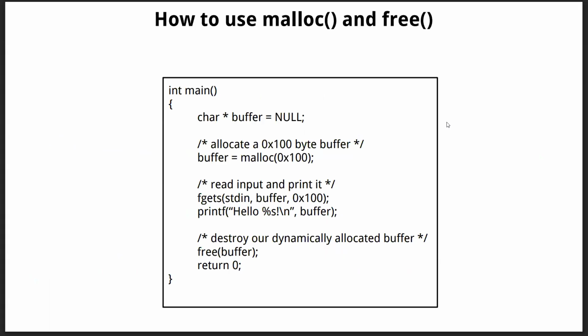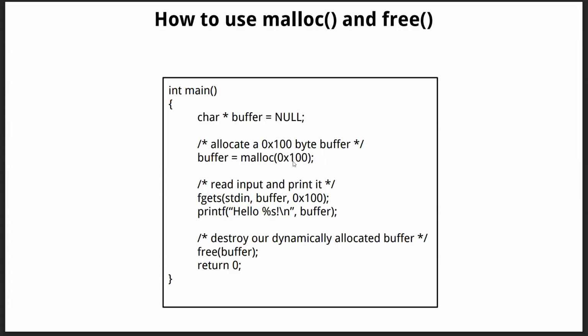So how to use them? I guess most of you are already familiar with this. We have a simple main function here. We have a local variable, which is a pointer, which we call buffer. Then we allocate 100 in hex bytes, using malloc. If there is space, then this malloc will be successful and it will return the address to buffer.